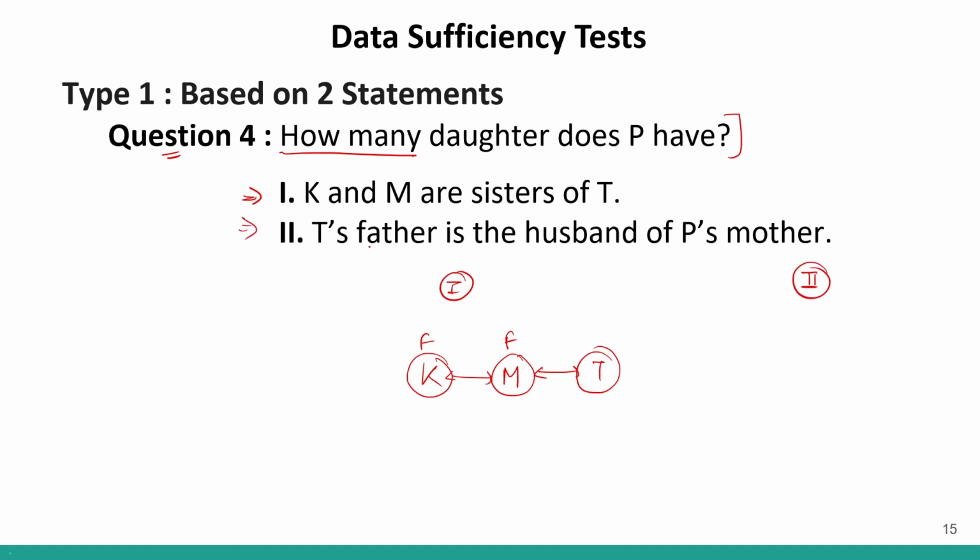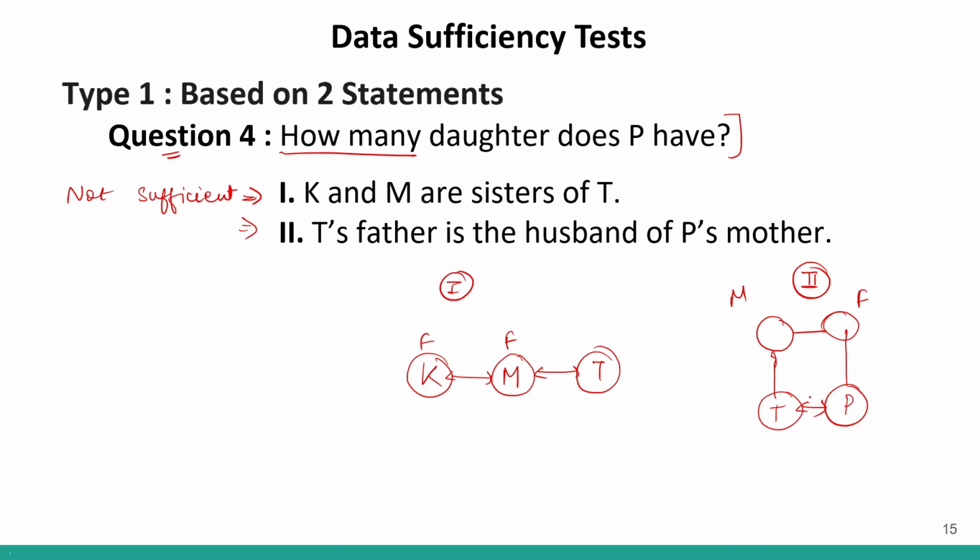So statement 1 is not sufficient. We cannot definitely say how many daughters P has. P is not even mentioned. Correct? Coming to statement 2, it says that T's father, so father means male, is the husband of P's mother. So P will have a mother and they are husband and wife. That means T and P are basically siblings. Correct? T and P are basically siblings.